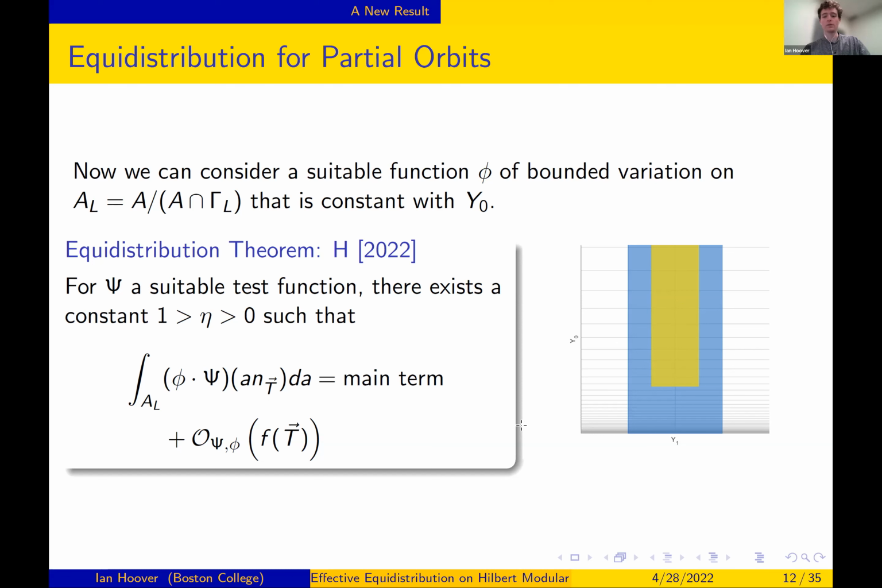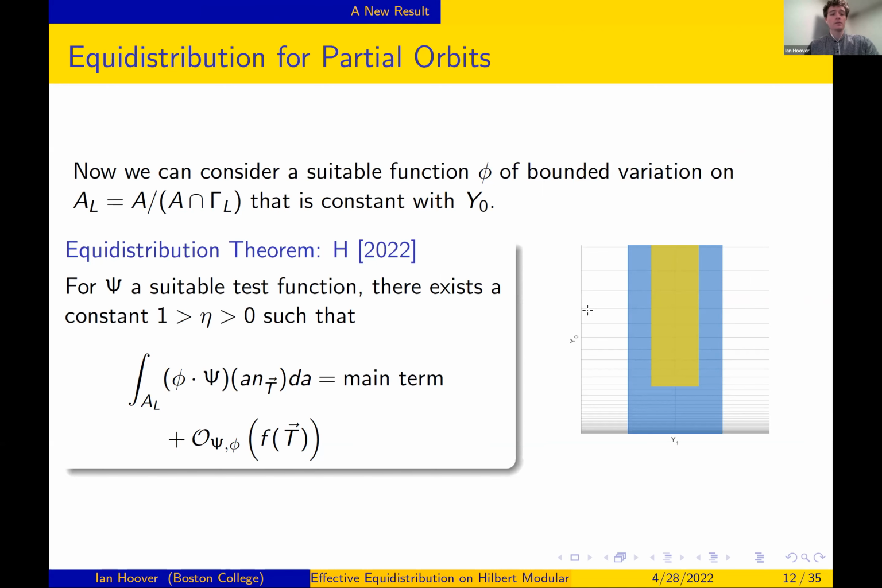So it involves the total variation of phi as well as its L2 norm in the perpendicular hyperplane to y naught. So this is a type of orbit that is made possible by looking at higher dimensions, and that also equidistributes.